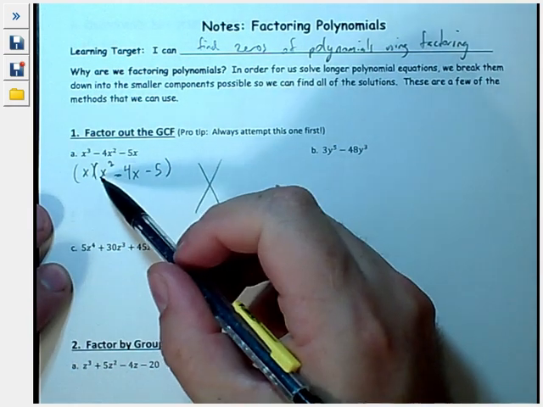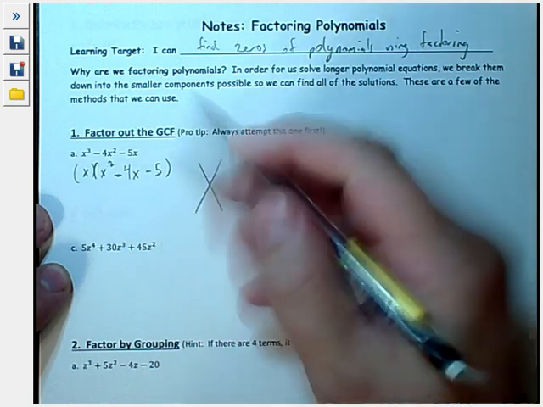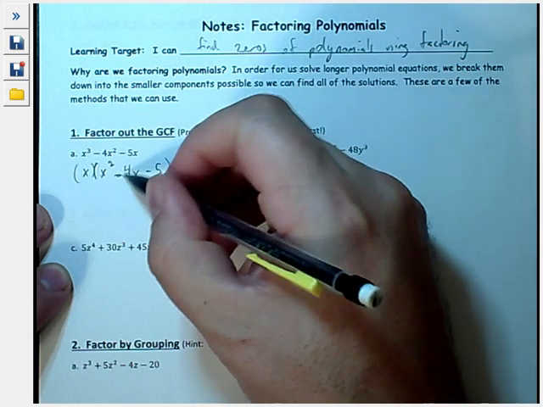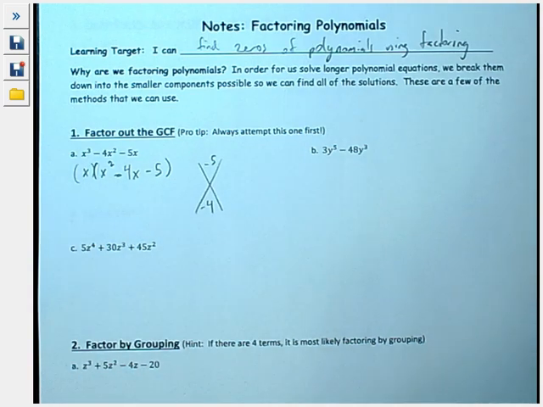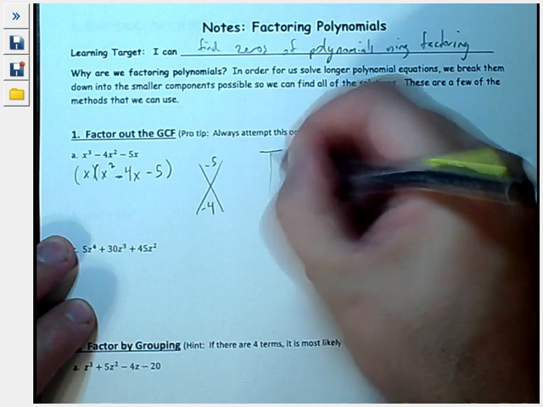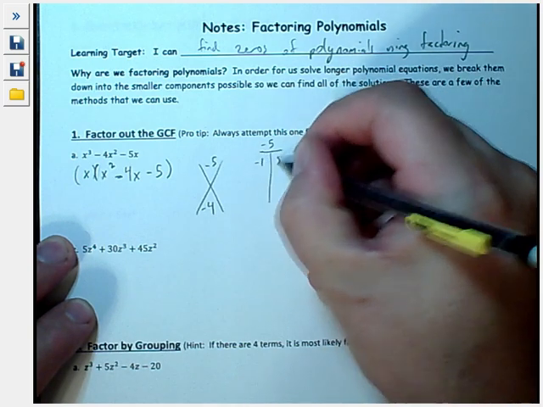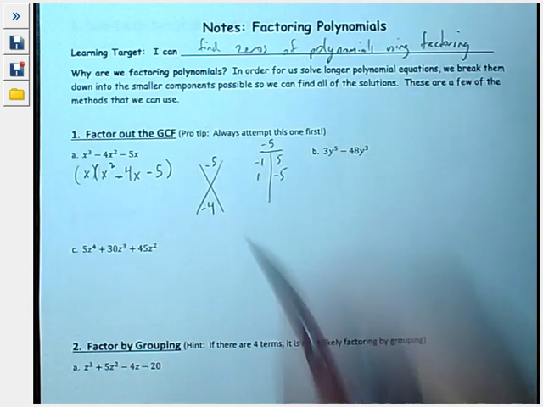We're going to multiply our first term here and our last term. So this is a 1 and a negative 5. That's going to give us negative 5. And we're going to find two numbers that multiply to give us negative 5 that add to give us negative 4. So I'll make our factor T-chart here. Okay? We're looking for numbers that multiply to give us negative 5. Well, there's only two combinations. It's 1 and negative 5, and then negative 1 and 5.